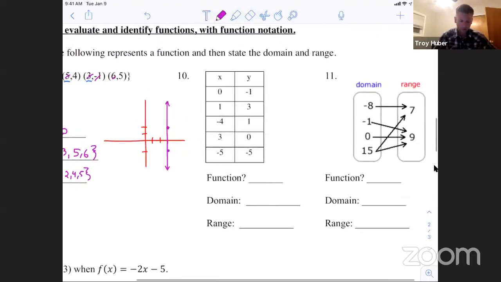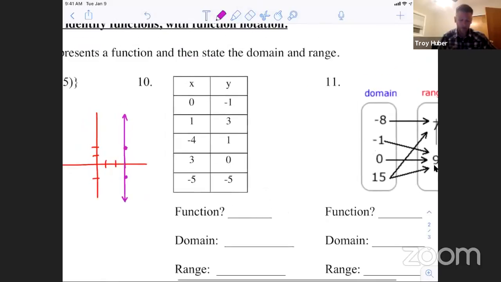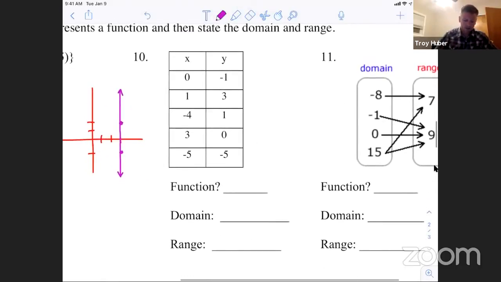Okay, but we can also find domain and range from a table. So let's go ahead and look to see if any of our X values are repeated. I see 0, 1, negative 4, 3, negative 5. So we have nothing repeated in our X's. Let's see if we have anything repeated in our Y's. Nothing repeated in our Y's.